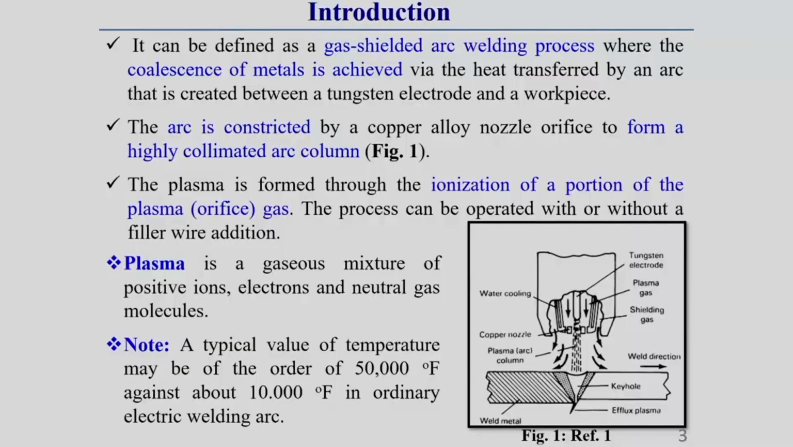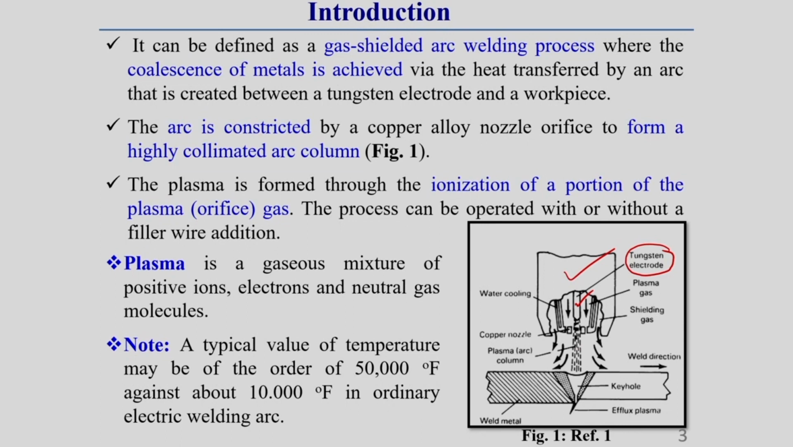In the right side of this figure you can see that plasma arc welding can be defined as a gas shielded arc welding process, where the coalescence of metal is achieved due to the heat transfer by an arc created between a tungsten electrode and the workpiece. Here you see this inner one is the tungsten electrode, a non-consumable electrode, so during arc generation it is not melted or consumed in the welding process.